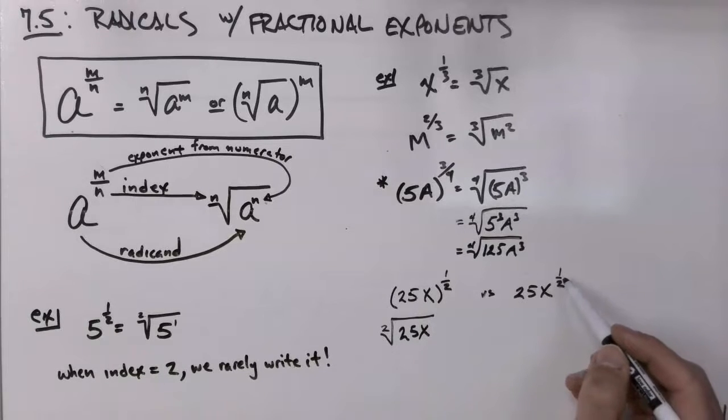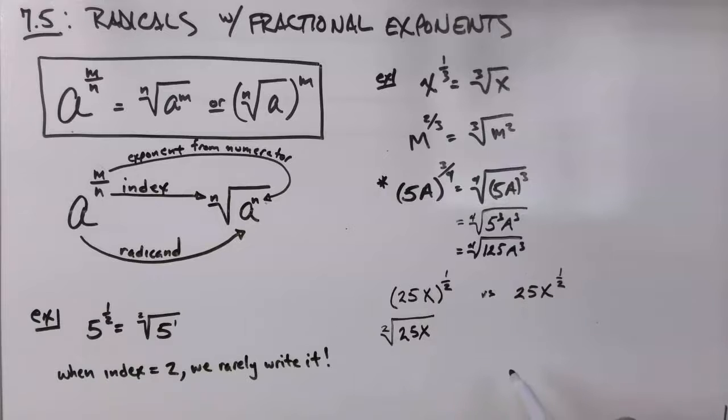Now this one, the 1/2 is only talking to the x. The 25 is just sitting there. So I don't do anything to the 25, but I am going to write this as 25 rad x. So again, prior rules, you just want to be careful. Well, let's look at what happens now.